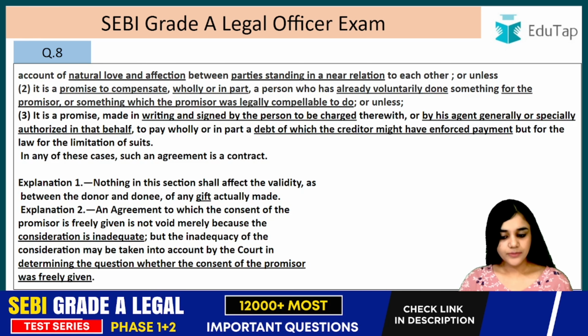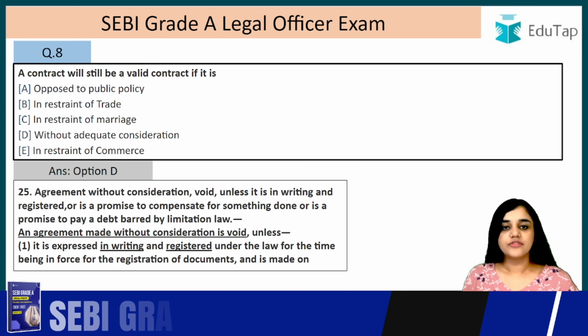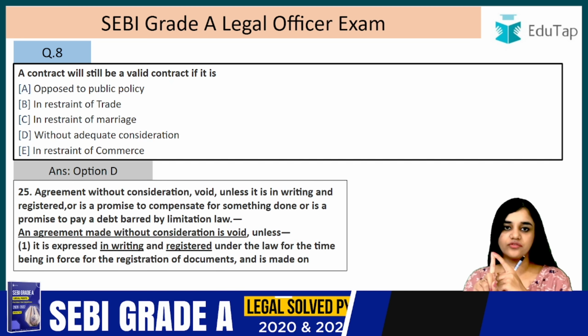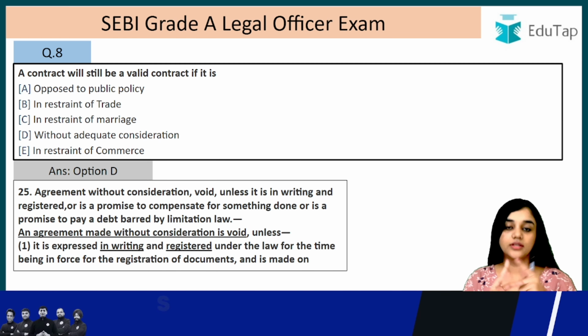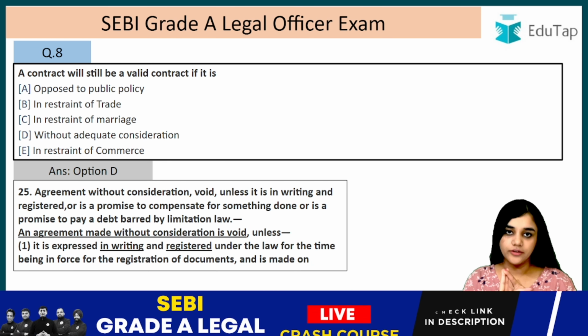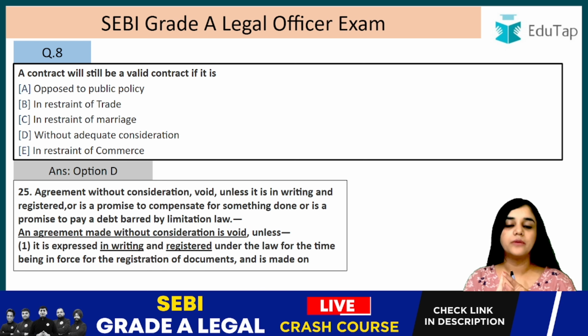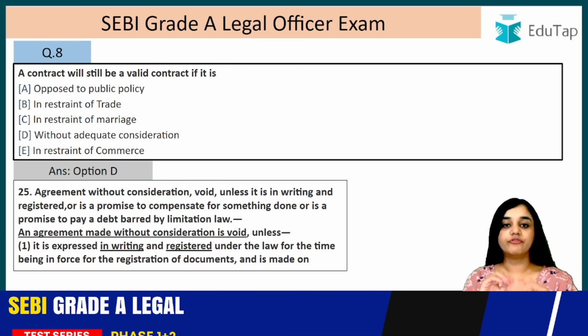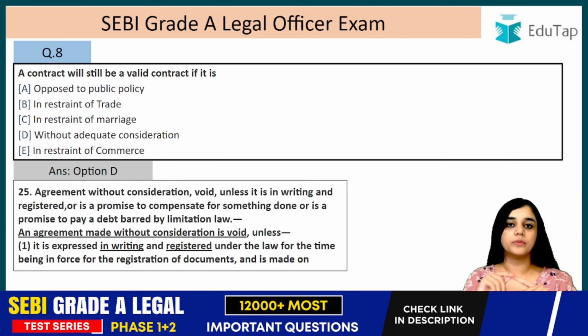So the first exception talks about such a contract that is in writing and it is registered. The first exception has 4 basic conditions. First, it is in writing. Second, it is registered. Third, it is made out of love and affection. And fourth, it is made between parties who are in close relation to each other. So if any such contract is made without consideration, then it is going to be a valid contract.